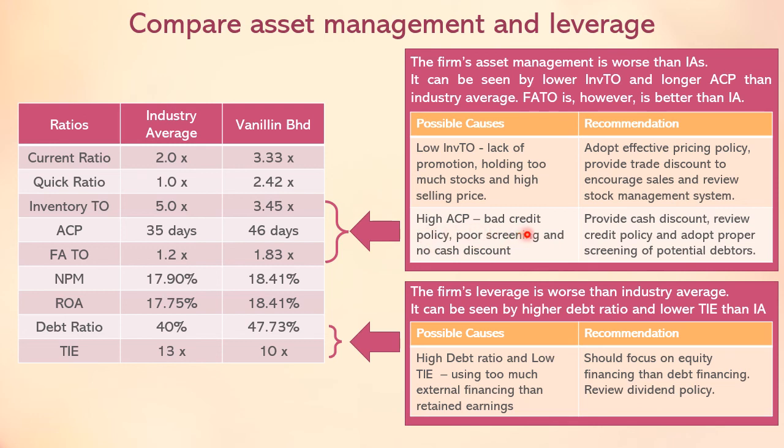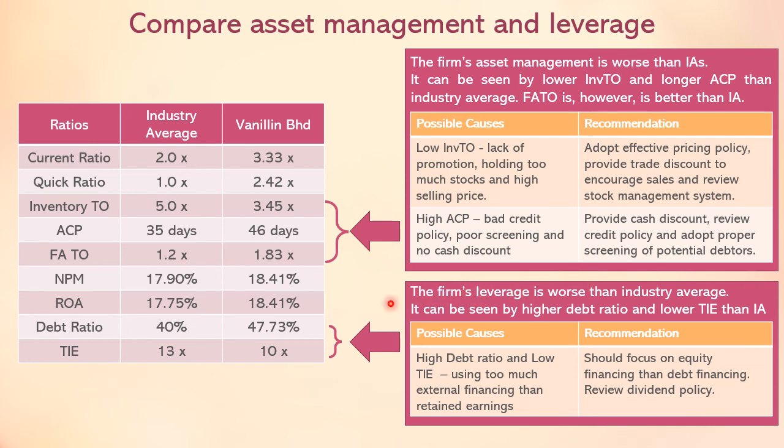For high ACP, the problems are bad credit policy, poor screening. Screening here means you do not choose your debtors. Whoever comes to your business, you just give them credit sales. You cannot do that. You need to screen first your customer whether they are entitled for credit sales or not. And no cash discount given. Cash discount is given because you want to encourage the debtors to pay you earlier than the credit terms. So recommendation, provide the cash discount, review the credit policy, and adopt proper screening for potential debtors.